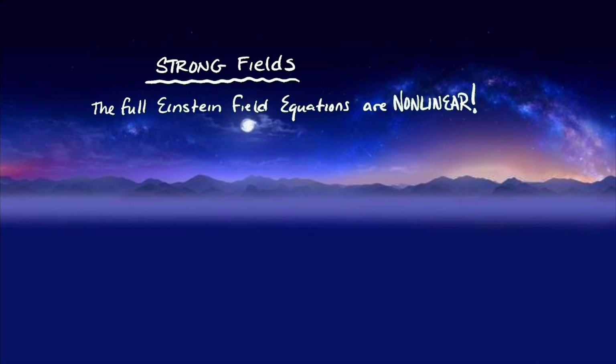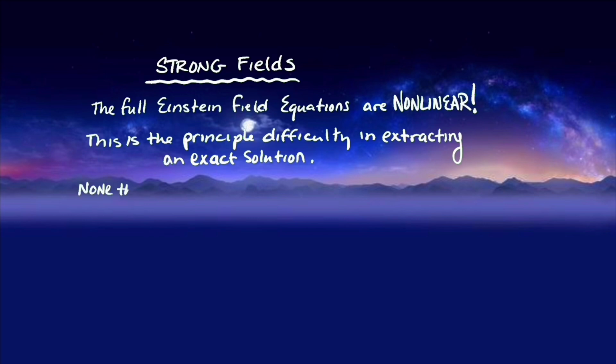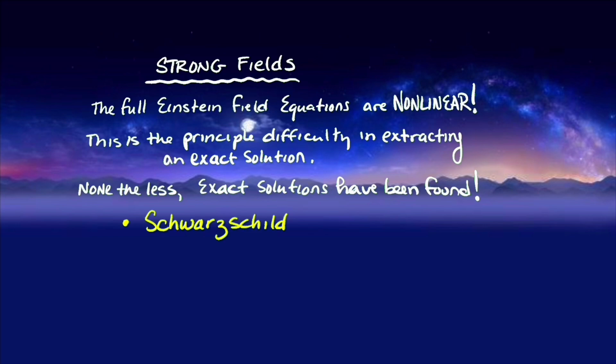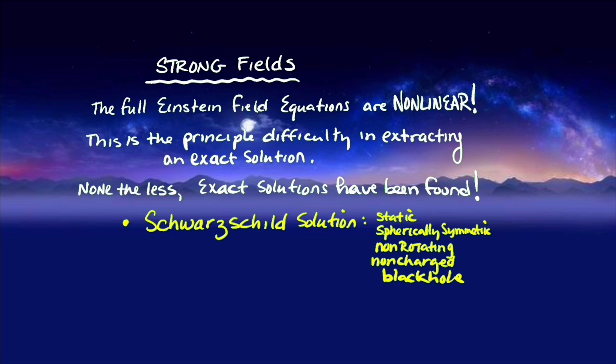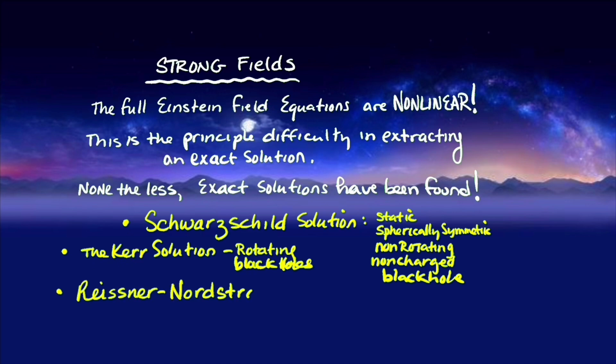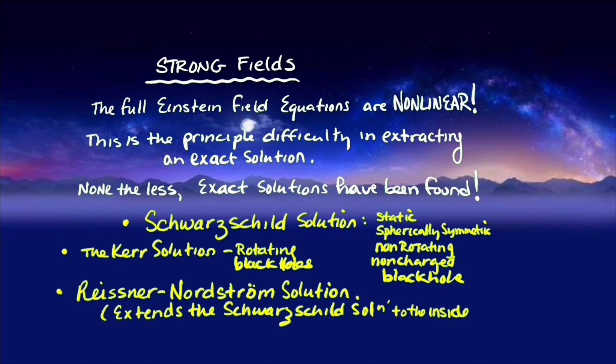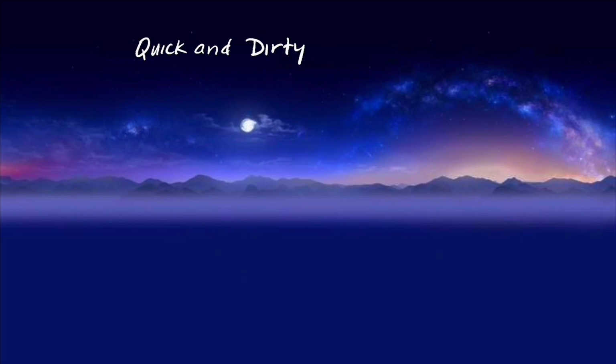Strong field solutions. The full Einstein field equations are nonlinear equations, and this is the principal difficulty in extracting an exact solution. Nonetheless, exact solutions have been found. Not a month after they were published, Carl Schwarzschild found a solution for a statically spherically symmetrical, non-rotating, non-charged black hole. And later on, Roy Kerr found a solution for a rotating black hole. The Reissner-Nordström solutions extend Schwarzschild's solution to the interior of the black hole, if such a thing exists.